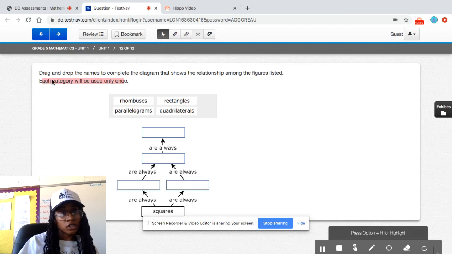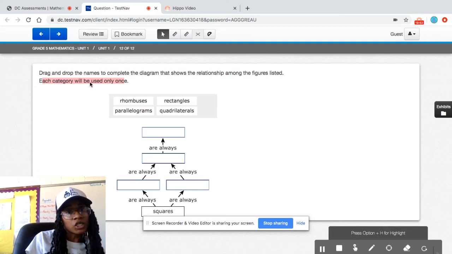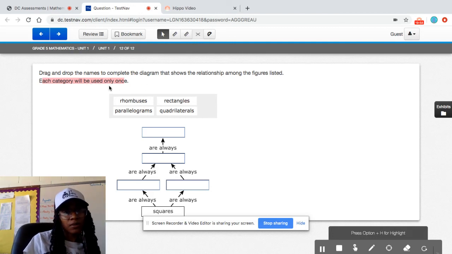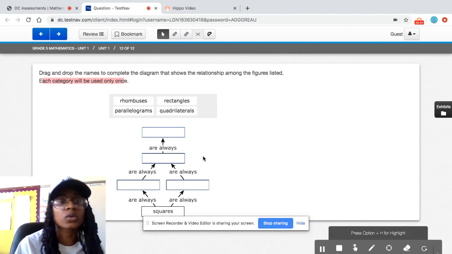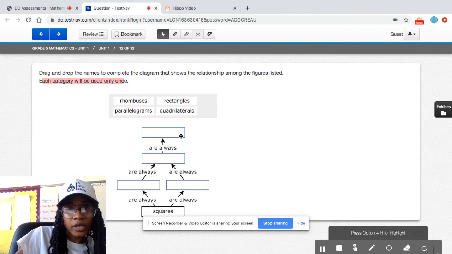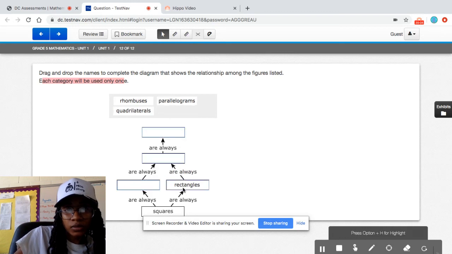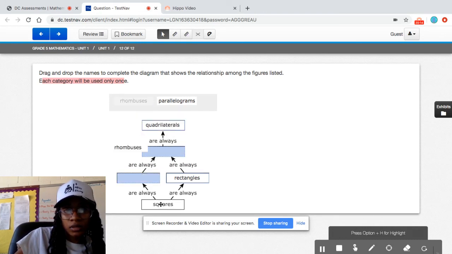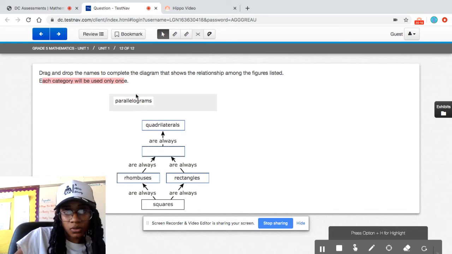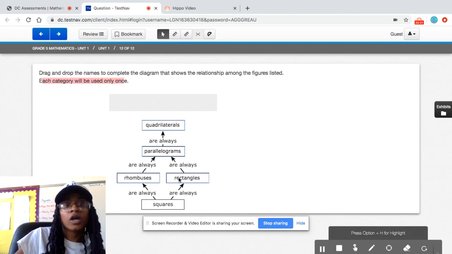Some drag and drops, it'll tell you each category may be used more than once. And so if you're not paying attention to that, you may think that you cannot use it more than once, when in reality you can. So squares are always rectangles. Squares are always quadrilaterals. Well, squares are always rhombuses also. Rhombuses are parallelograms, and parallelograms are quadrilaterals.